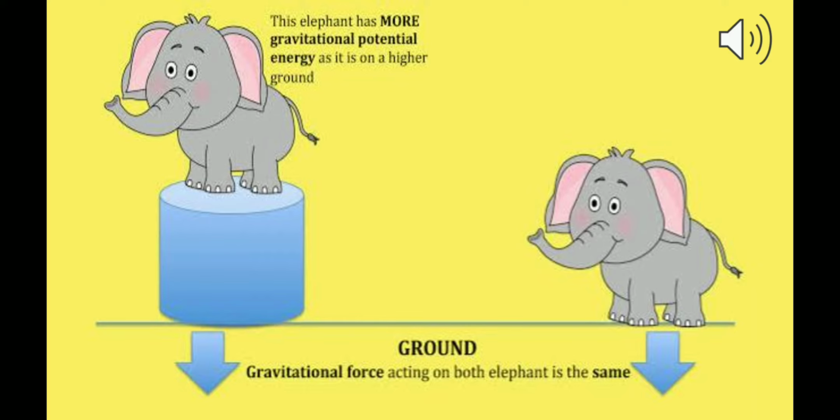If I am here on the ground, maximum force of attraction is acting on me. And if I come to some height, the force of attraction starts decreasing, and so gravitational potential energy starts increasing. So when the body is at a distance from the surface of earth, or when the distance increases, the force of attraction decreases and gravitational potential energy increases.